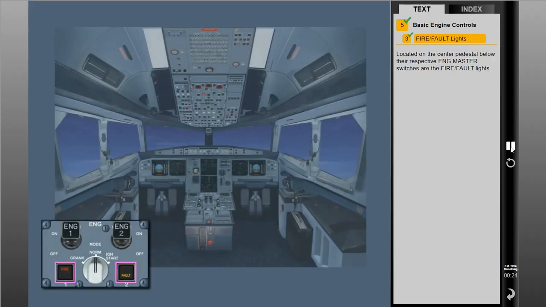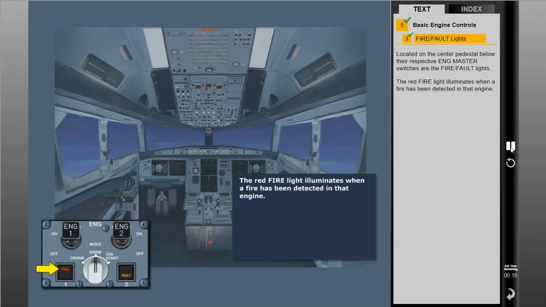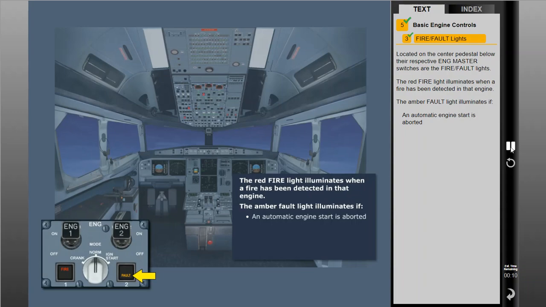Located on the center pedestal below their respective engine master switches are the fire fault lights. The red fire light illuminates when a fire has been detected in that engine. The amber fault light illuminates if an automatic engine start is aborted, or a disagreement exists between the actual position of the high-pressure fuel valve and its commanded position.